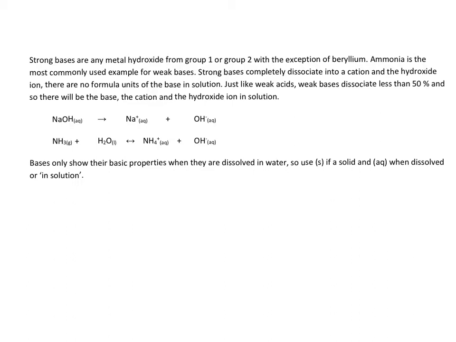Just like weak acids, weak bases dissociate less than 50%, so there will be base, the cation, and the hydroxide ion in solution at the same time. So again, we would have a double arrow with a weak base and a single arrow with a strong base. Bases only show their basic properties when they're dissolved in water. So use an S if it's solid and AQ when it's dissolved in solution.